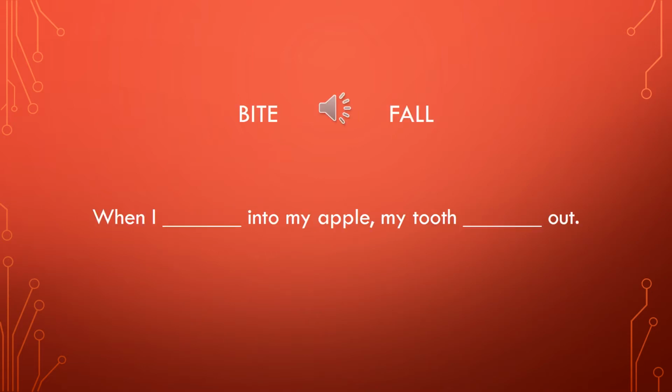In this sentence, we have two verbs that we're going to make past tense. Bite and fall. When I blank into an apple, my tooth blank out. Okay, let's look at the first blank. We need to change bite to bit. Very good. We changed the long I to a short I. Okay, how about the second blank? We're going to change fall to fell by changing the vowel sound.